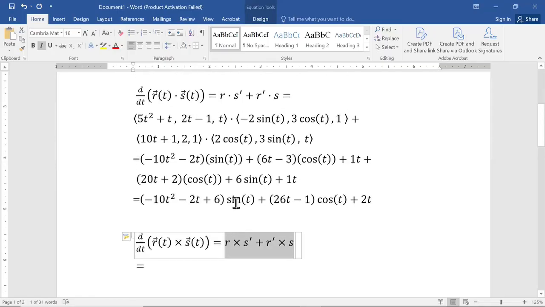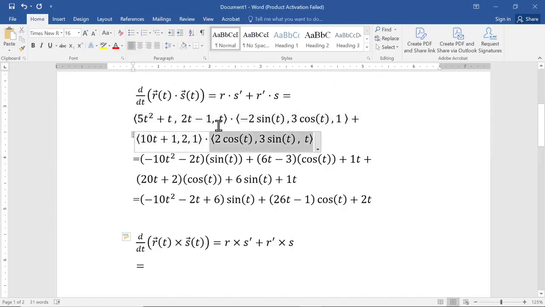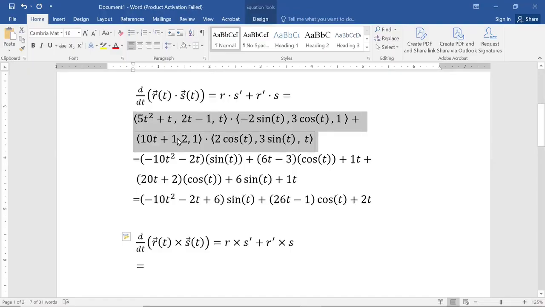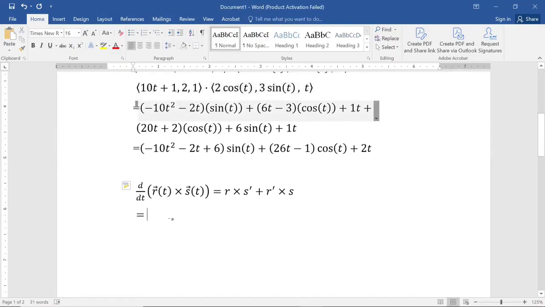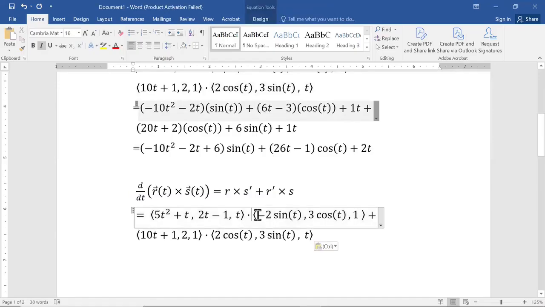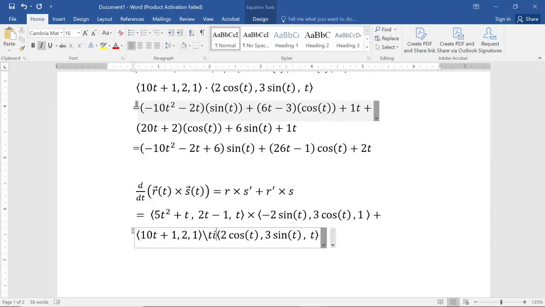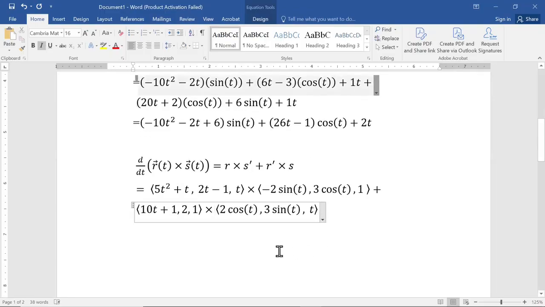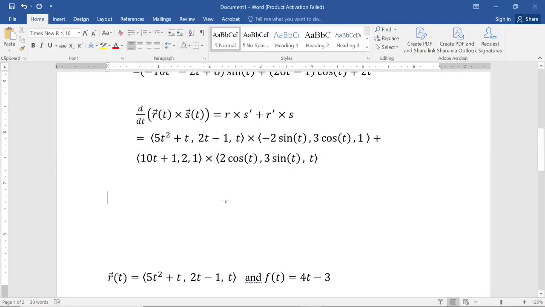So let's take exactly what we did here, except exchange our dot product for a cross product. R cross product with S prime plus R prime cross product with S. Now it's going to take some time to do the cross product. That's okay. Not the end of the world, but it'll take some time.